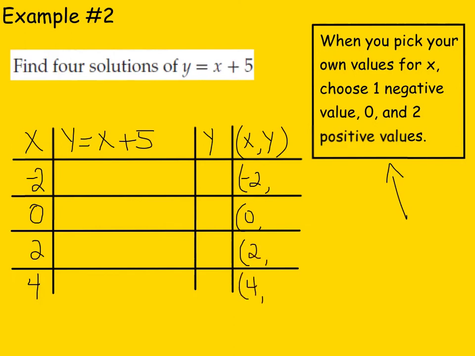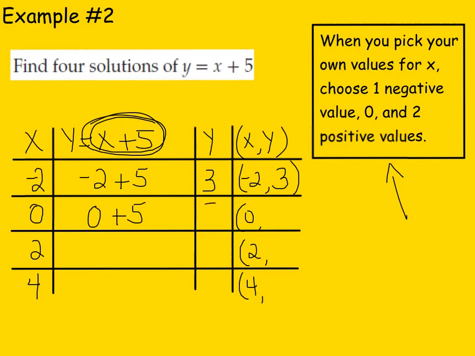In order to find the y-coordinate, we need to go ahead and use our equation. So we're taking all of our x values and adding 5 to them. For our first one, we would have negative 2 plus 5, which is 3. For our second one, we have 0 plus 5, which is 5.